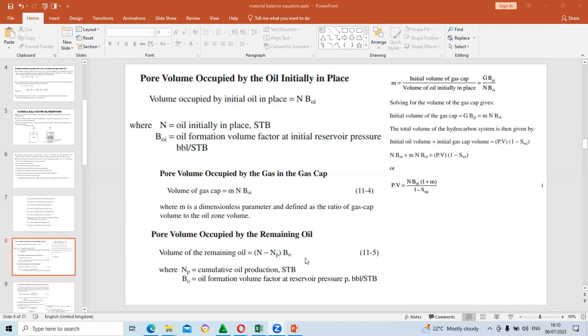the volume occupied by the remaining oil after the production, after a certain value of pressure. What is the volume occupied by the remaining oil? It is going to be the amount of remaining oil multiplied by the formation volume factor at that point in time. And if we want to know the remaining oil, we just take the oil initially in place minus the amount of oil that has been produced.